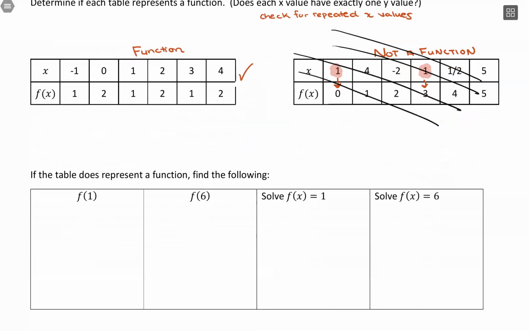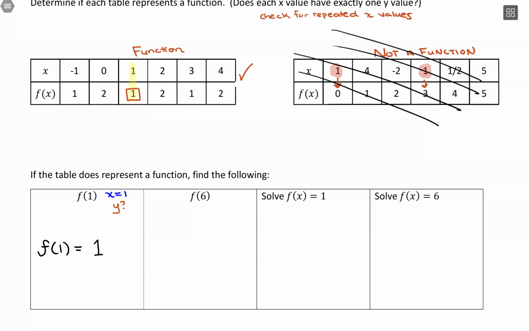Okay, if the table does represent a function, find the following. So f of 1, what that's going to be is it's telling me that x is equal to 1, and I want to know what is y. So what's the output when x equals positive 1? So with that, I'm going to look at x equals 1, and its matching output, which is that positive 1 right there. So f of 1 equals that f of x value of 1. So that would be the solution.